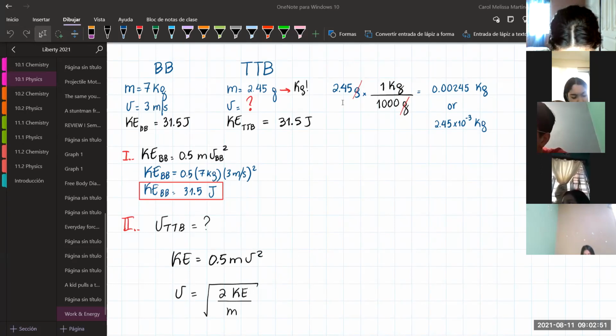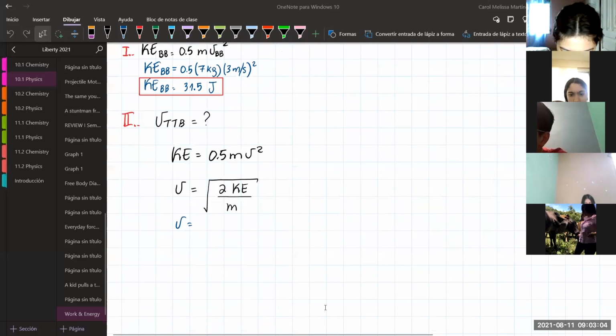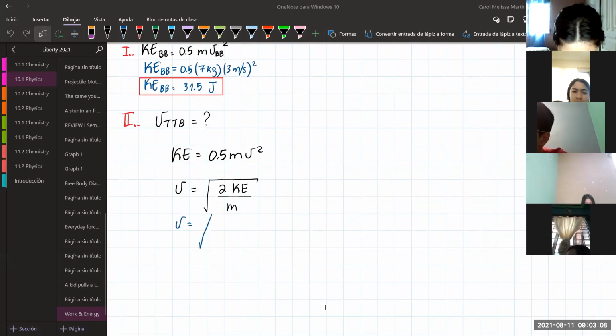This equation, please keep it with you on an index card, so you can have this equation with you. Now all we do is we're going to plug in the givens. So we say speed in this case of the table tennis ball is going to be equal to the square root of twice the kinetic energy, that is 31.5 joules, divided by the mass, which is 0.00245 kilograms.